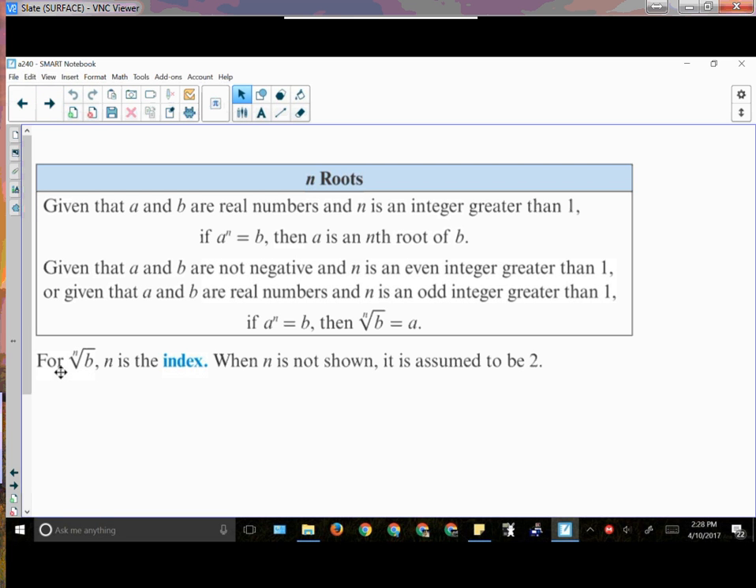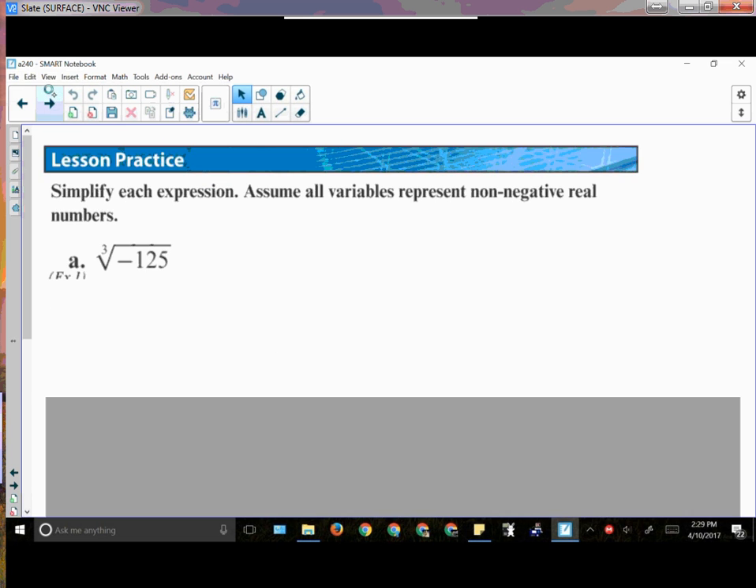If I take a look at this here, it says that I've got the nth root of b. N is the index. Everybody always looks at that sign and says, oh, that's a square root symbol. It's just a root symbol. If you do not see a number, we assume that it's a square root. That's the default. But the number will tell you what the index is. And I'll explain that in a second.